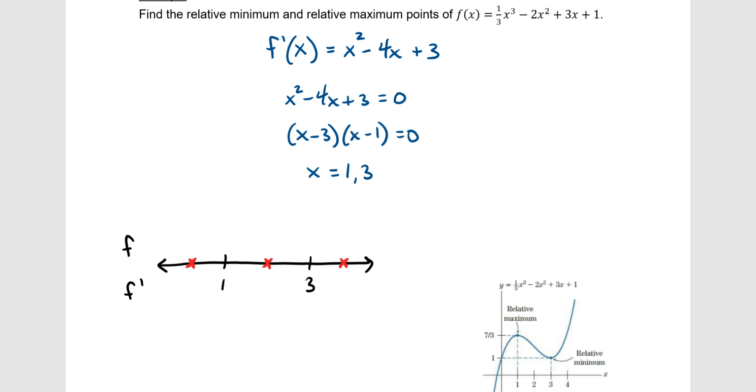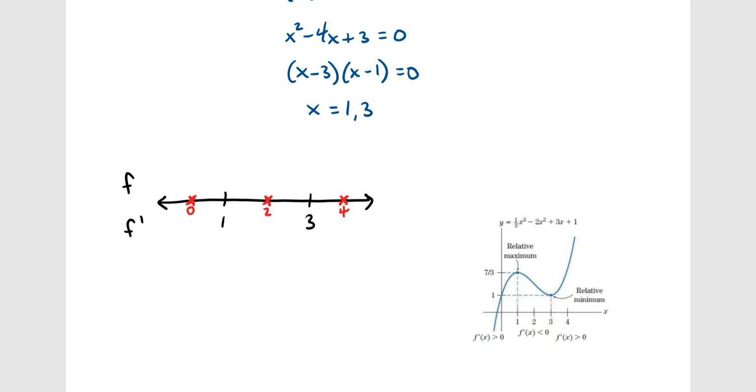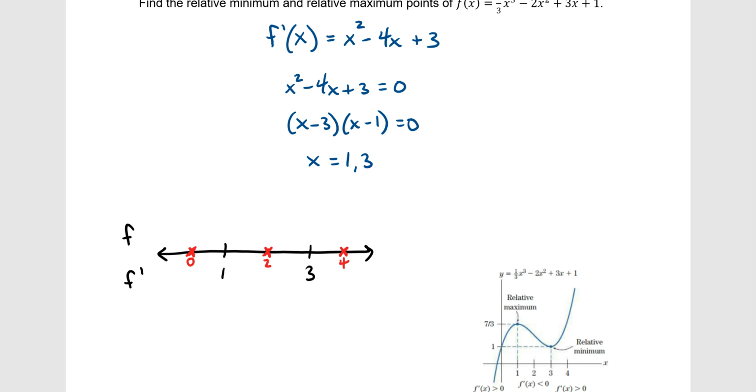It's going to be easier to choose 0 for less than 1, because plugging in 0 is nice. Then we can plug in 2 between 1 and 3, and then we can plug in 4 for greater than 3. Once again, pick whatever numbers satisfy that interval. Pick the easiest ones that you can, though. And what we're going to do here is plug it into the derivative.